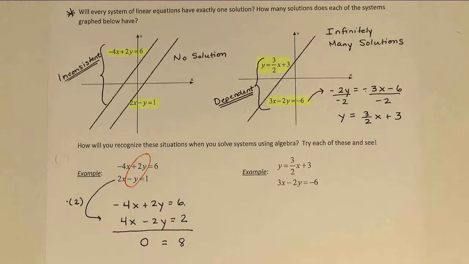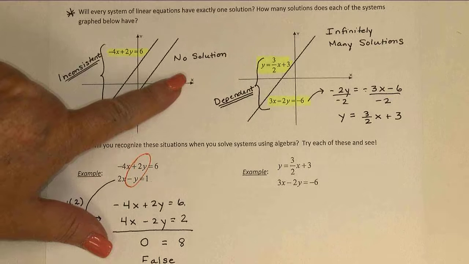And of course, that's a pretty strange looking equation since we all know that 0 is not equal to 8. When you get a false statement like this, all the variables have eliminated, and you just get one number equals another and it's not true, that's going to be how you'll recognize a system of equations that has no solution.